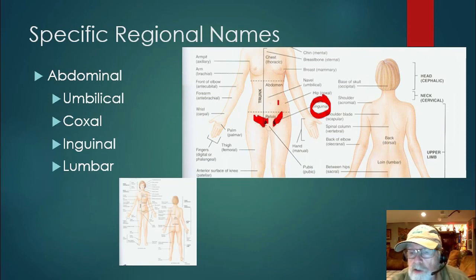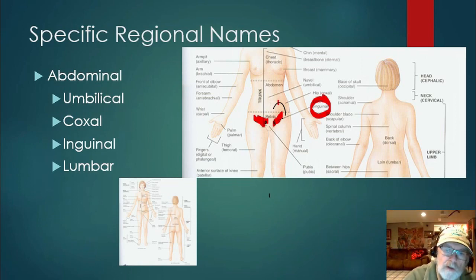And what happens is that's where the vas deferens, the stuff that carries the spermatozoa, where they do a vasectomy, actually goes up into the abdomen through that little hole, through that canal, and goes over the top of the bladder to the back of the bladder to take that spermatozoa on a very long voyage. Okay, so that's called the inguinal region down here in the lower groin region. It's inguinal region.